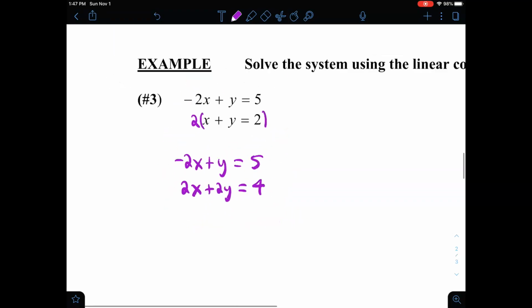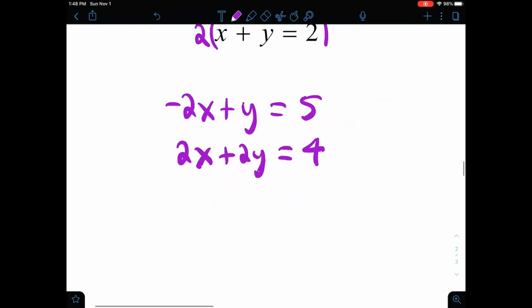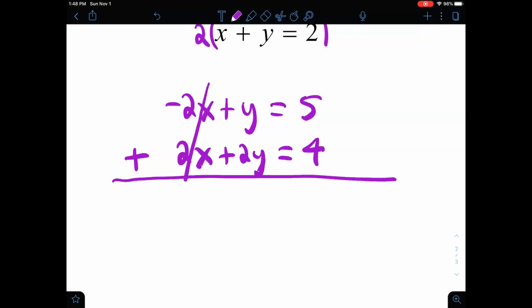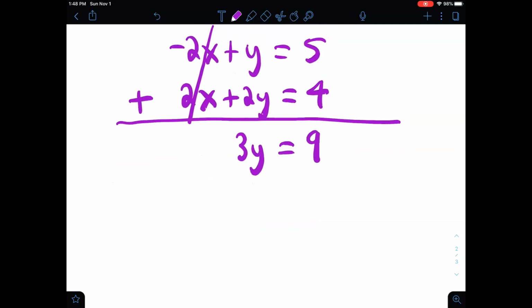So now what we're going to do is the second step, which was to add revised equations, and one variable is going to cancel. If one variable doesn't cancel, it means you didn't do the right thing here, so be careful. So now we're going to add these. Now, what is negative 2x plus 2x going to be? Those are going to cancel out. Those go to 0. What is 1y plus 2y going to be? That is 3y. And what's 5 plus 4? That is 9. Okay, so it's called elimination because you literally eliminate one of the variables by adding opposites. Okay? And now we got to solve for 3y equals 9. How do we solve for that? What do we do? We're going to divide by 3.